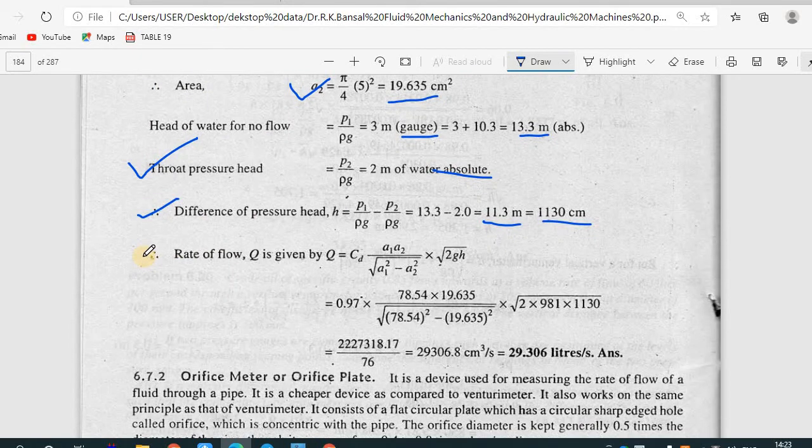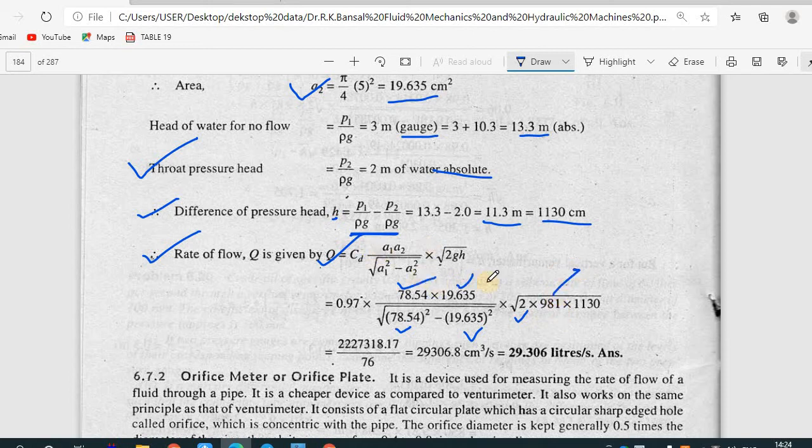Now to calculate the rate of flow, the discharge value is Q. Since it is a horizontal flow, there will be no datum difference, so H will be directly equal to 1130. So the Q formula is Cd into A1 into A2 over the square root of A1 squared minus A2 squared, into 2gH. So 0.97 into A1, A2, A1 squared, A2 squared, into 2 into 981.